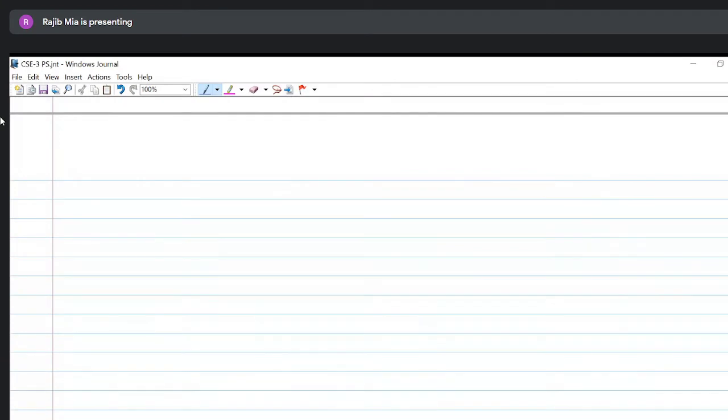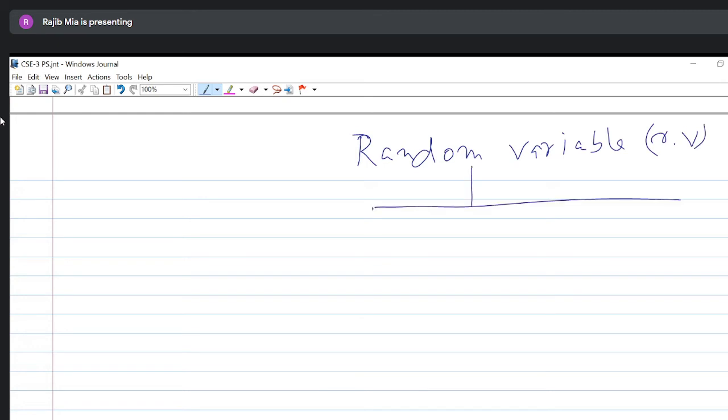Next we see what is probability function or probability mass function. So we have seen that the random variables are of two types, continuous and discrete. Random variable in short form we write r.v., and random variables are two types, the discrete random variable and continuous random variable.